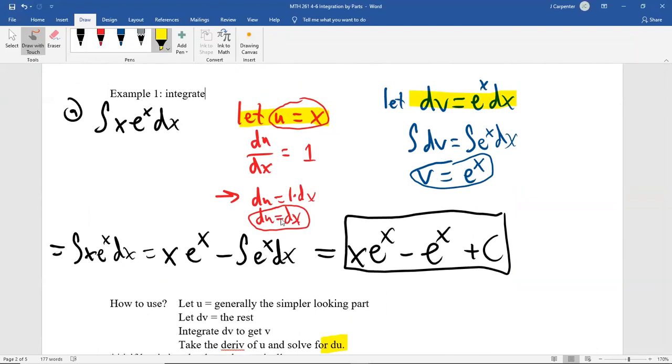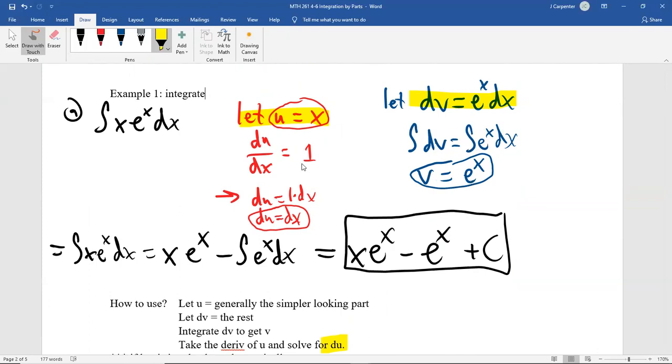All right, so we got du equals dx. We let dv equals e to the x dx. We integrate both sides. We show the integration. Integrating dv gives us v because there's a 1 here. So the integral of 1 is the variable, but because it says dv, our variable is v. The integral of e to the x is e to the x.